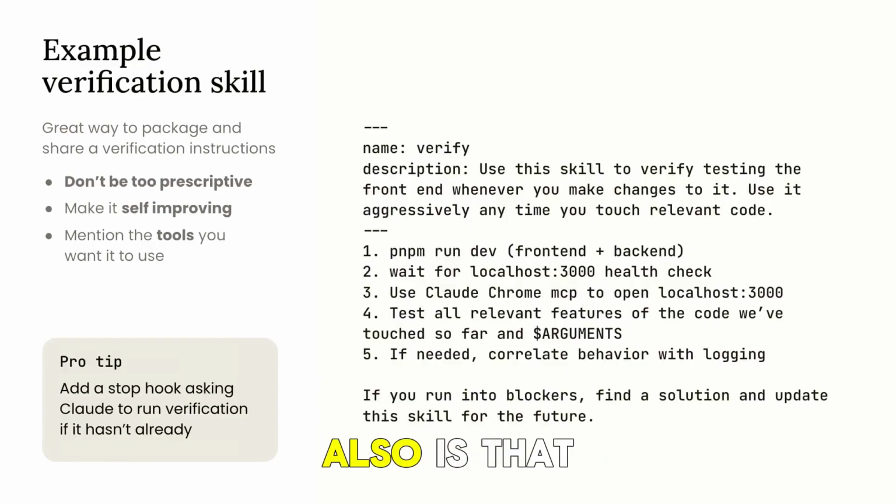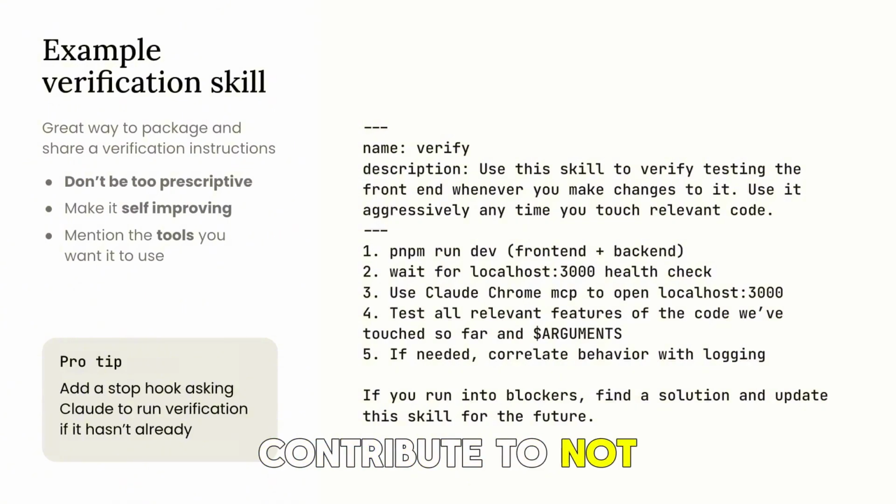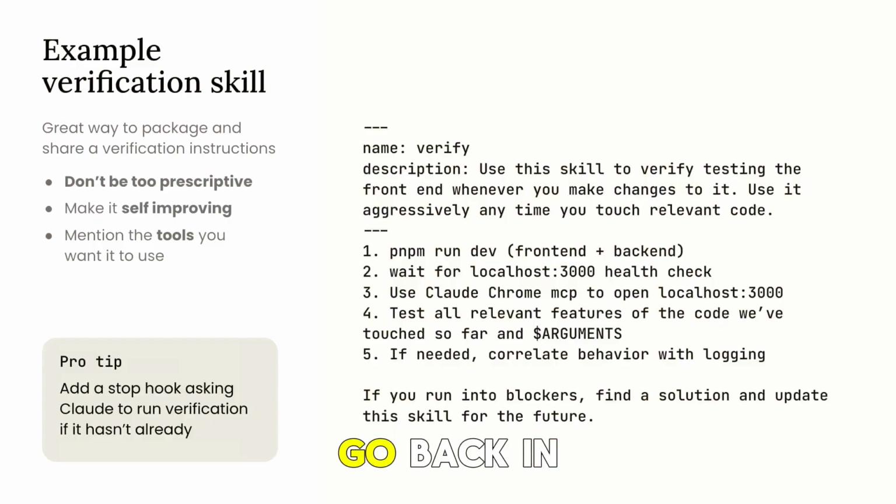The interesting thing about skills also is that you can make them self-improving. So if you put instructions into your skill about improving the skill every time Claude hits a blocker, you will end up creating this self-documenting, self-improving skill, which everyone on your team can contribute to, not just you. And this makes it really powerful. This is actually how we do verification in the Claude Code team as well. We have a single verification skill, and the skill is explicitly told to keep documenting itself. So every time someone runs into a blocker, the skill will go back in and edit itself so that next time when you or your colleague run into the same issue, it's not a problem.